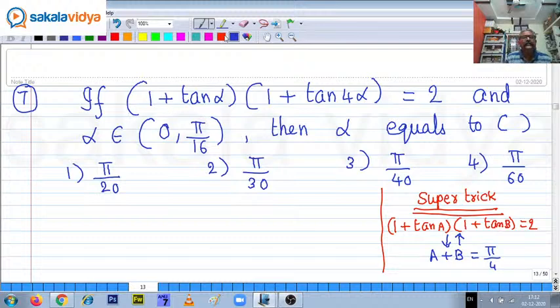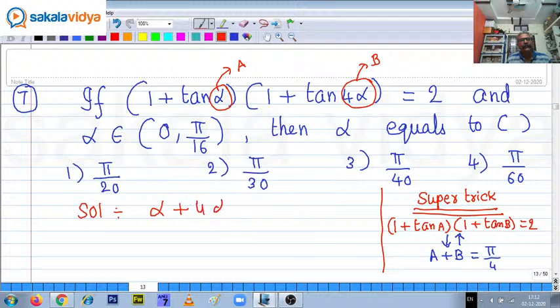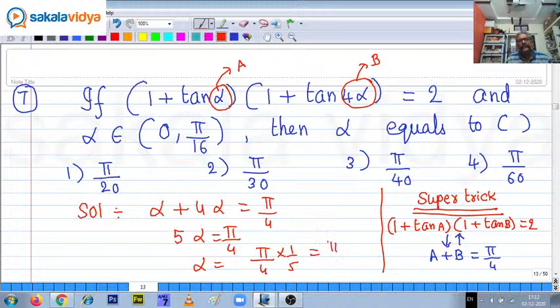So now here this is A, and this is B. Solution: A plus B, α plus 4α, is equal to π/4. This is 5α equal to π/4. So α equals π/4 multiplied by 1/5, that is π/20. So the first option is the right option.